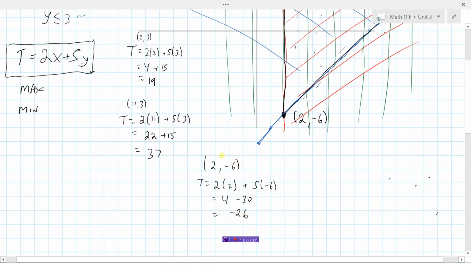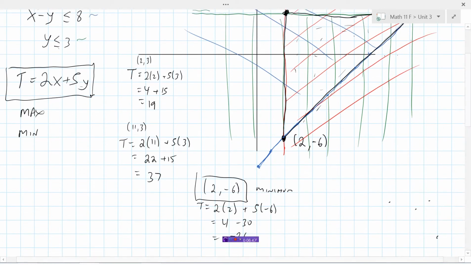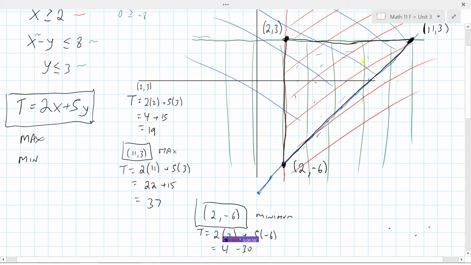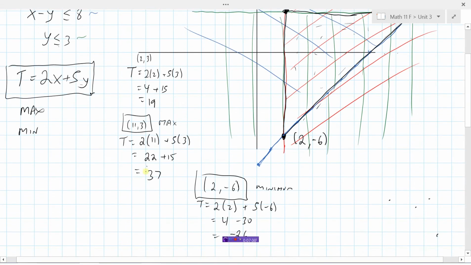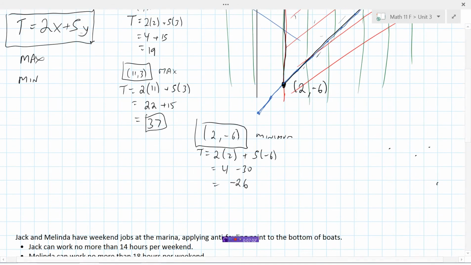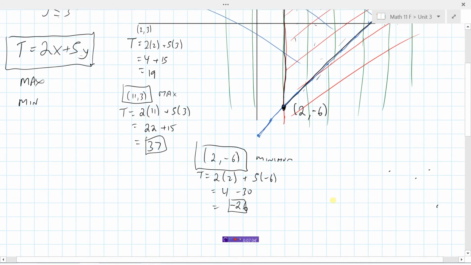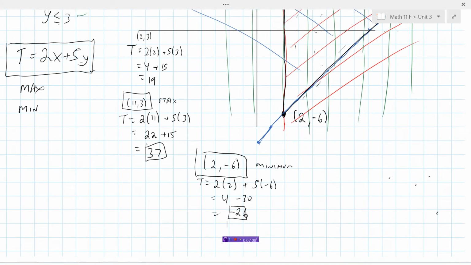So in other words, if we want t to be the smallest, this would be the point that would give us the minimum value for t, and this would be the point that would give us the maximum value of t. And even though all these other points in here would satisfy this inequality, none of them would give us a value bigger than 37 or a value smaller than minus 26.